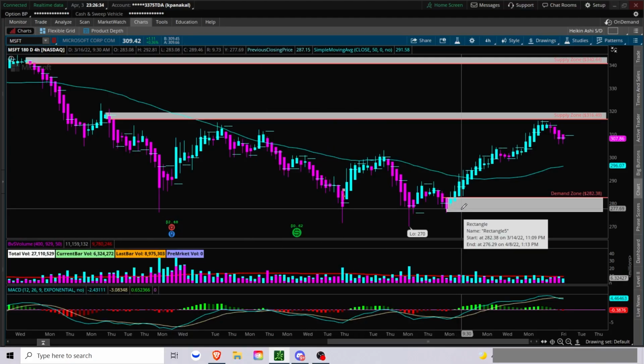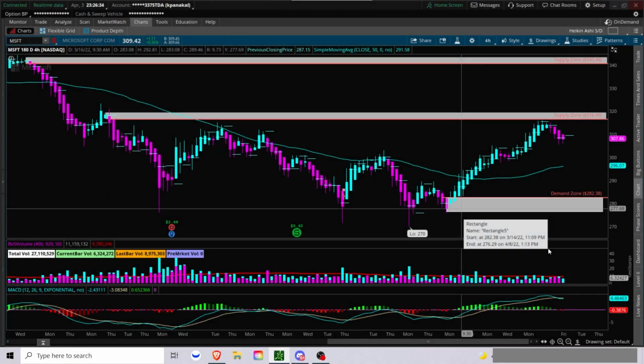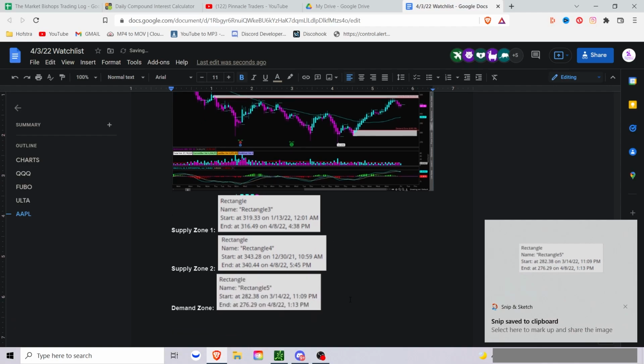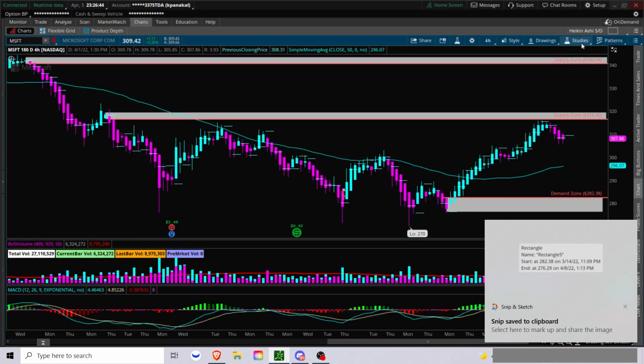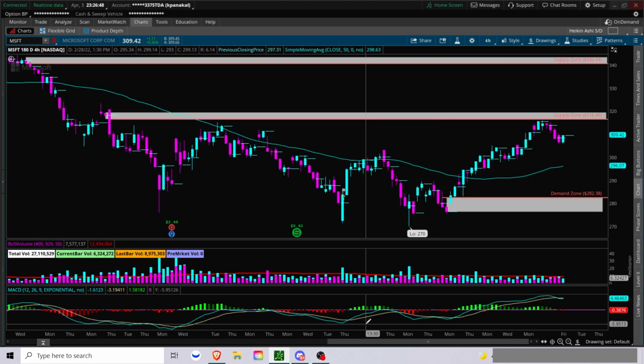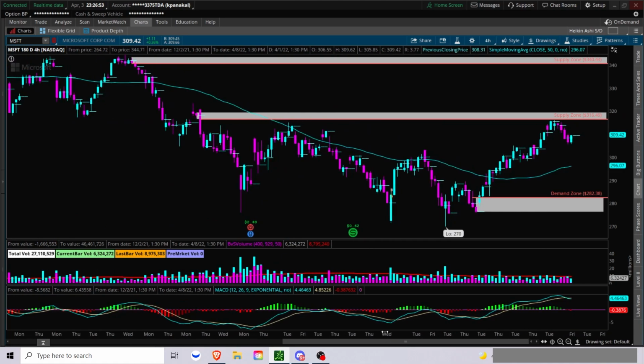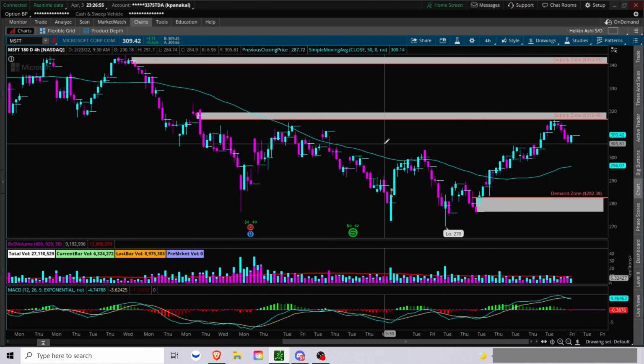from 282.38 to 276.29. Now let's see if there are any important resistances or supports. Again, I'm just checking which one's a better price.